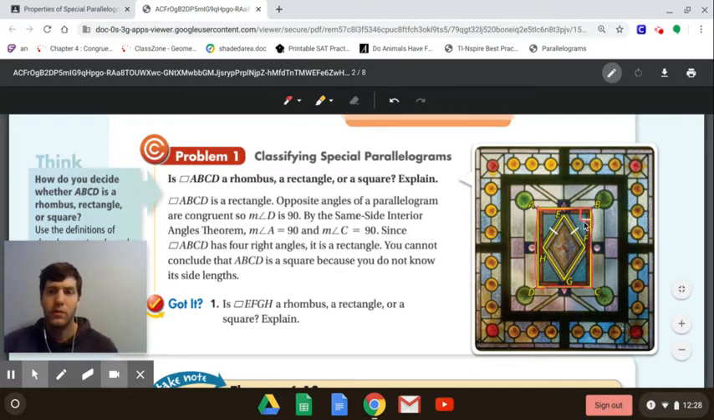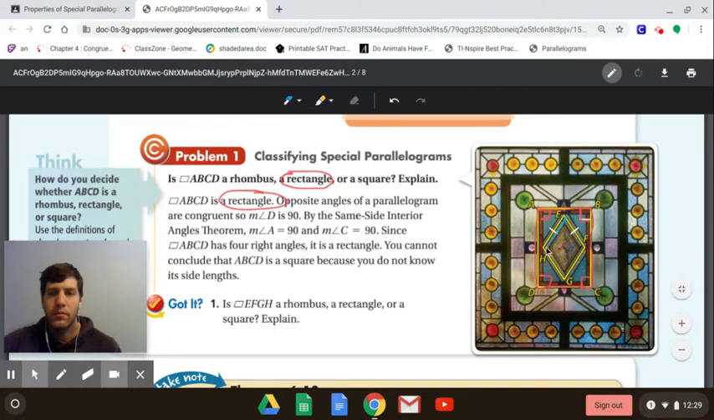Since it's a parallelogram, we know since that's 90, the opposite angle is congruent, so that's also 90. And we know consecutive angles are supplementary, so 180 minus 90 is going to give us 90. So since we have one right angle, and it's a parallelogram, the others are also going to be 90, because opposite angles are congruent, consecutive angles are supplementary, and 180 minus 90 is 90. So that's going to be a rectangle because it has four right angles.